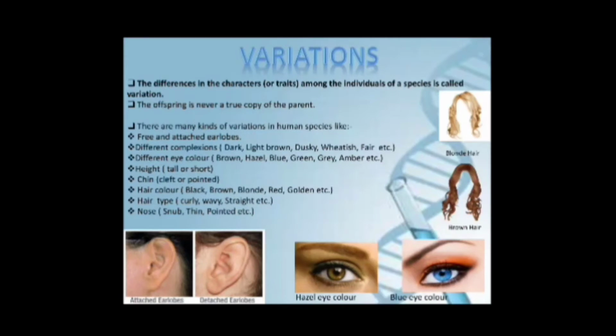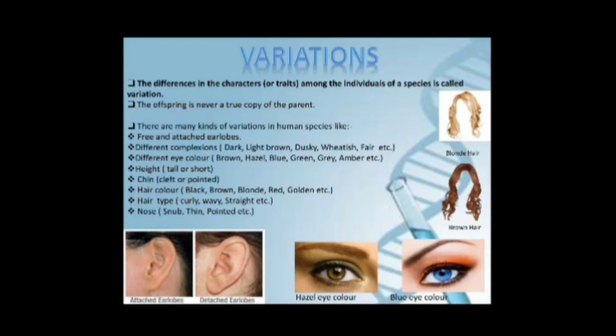Now, variations. Firstly, what do you mean by variation? The differences in the characters or traits among the individuals of a species is called variation. The offspring is never a true copy of the parent. There are many kinds of variations in human species.